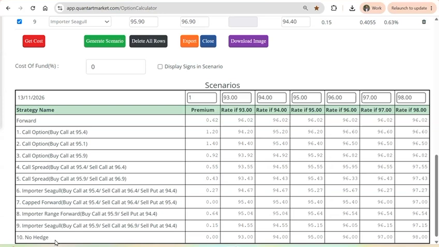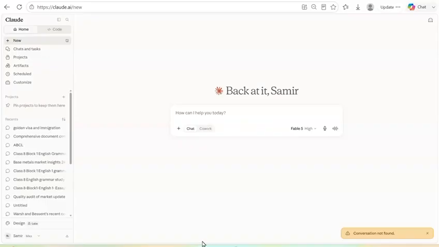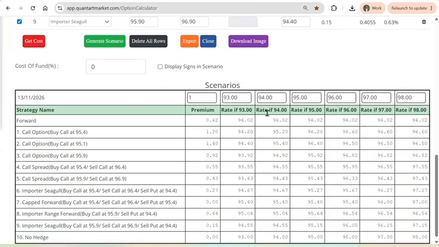Now after that, rupee goes to 93 or 98. In each case, your rate is fixed at 96.02. If you do not hedge, then that is the last strategy. That is also a strategy. So if you do not hedge, then if rupee moves to 93, your effective rate is 93. If rupee moves to 98, your effective rate is 98.